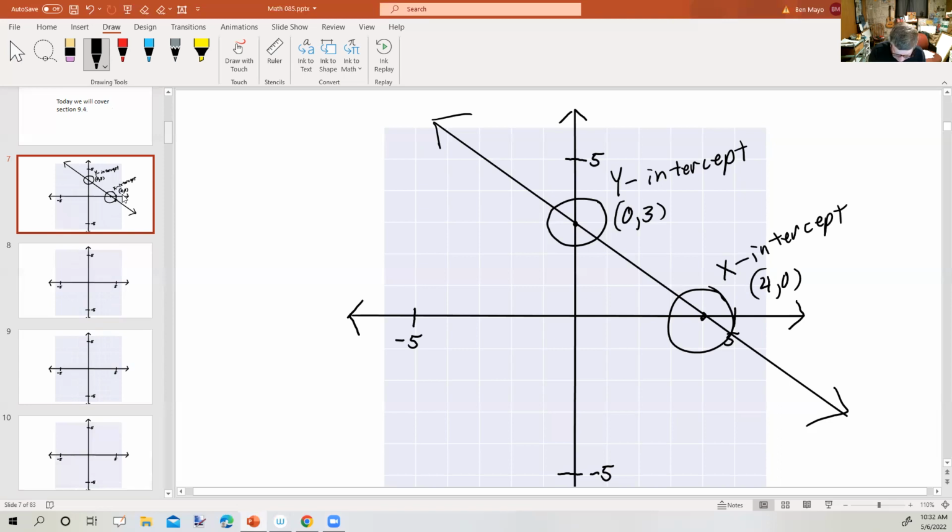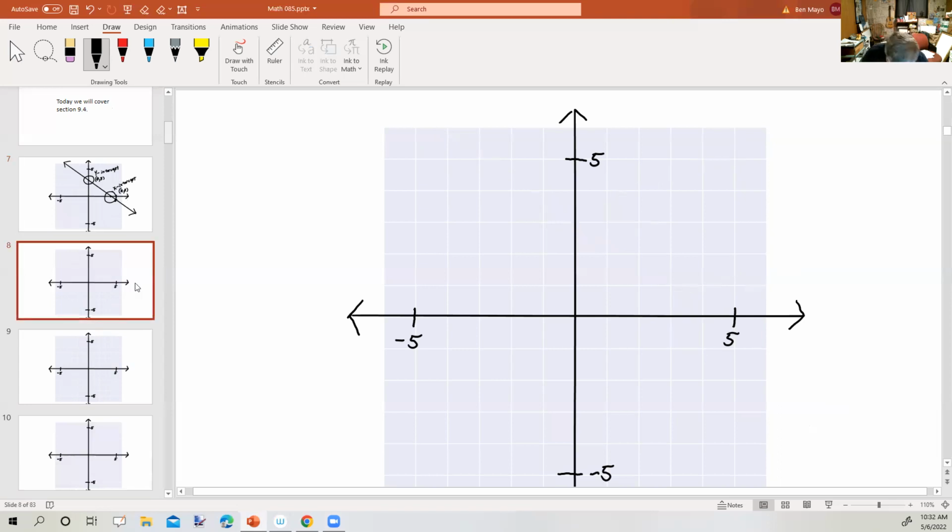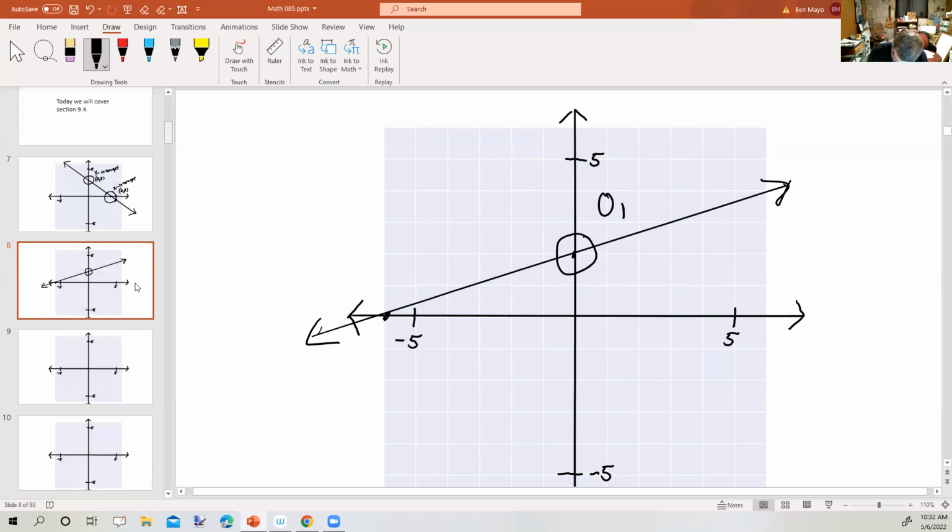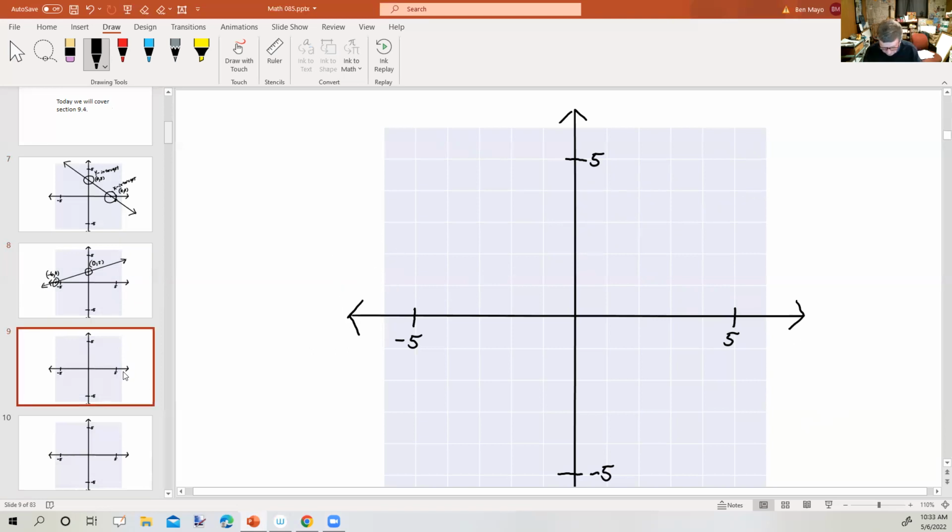All right, let's take a look at another graph. This line cuts through the y-axis at what is called the y-intercept, and this is at (0, 2). It cuts through the x-axis in what is called the x-intercept, and that is at (-6, 0). Again, any questions?